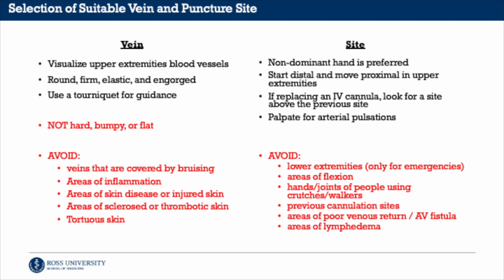Make sure to avoid the lower extremities, as they're generally only used for emergencies. Avoid areas of flexion, as they are a high movement area. Avoid hands and joints of people using crutches or walkers, previous cannulation sites, areas of poor venous return, or AV fistulas, and also areas of lymphedema.